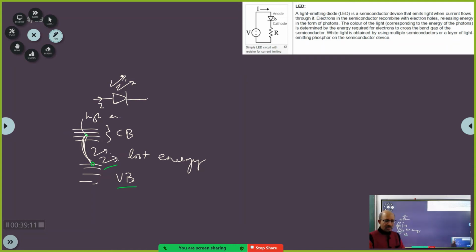See, now what happens here? In the normal diode, what happens? The majority charges will flow from P to N. Minority charges will flow from N to P. Correct now? The conventional current will be from P to N. Correct? The reverse current will be from N to P. Correct? The reverse current is because of the minority charges.